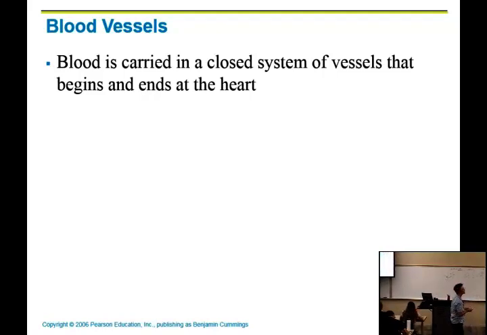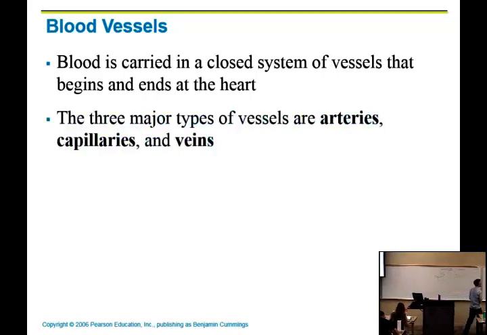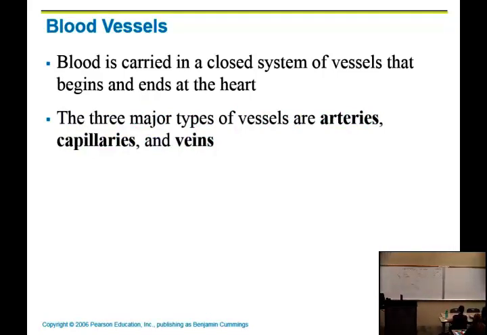Okay? But for us, we need a closed system of vessels that begins and ends at the heart. All right, so 3 major types of vessels. We're going to see these in lab, but of course we need to know about them here too. Now we say 3 main types: arteries, veins, and capillaries. There are small arteries called arterioles, and there are small veins called venules as well. That kind of gets us up to 5 different categories of blood vessels.